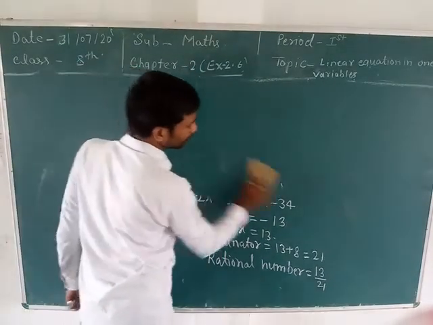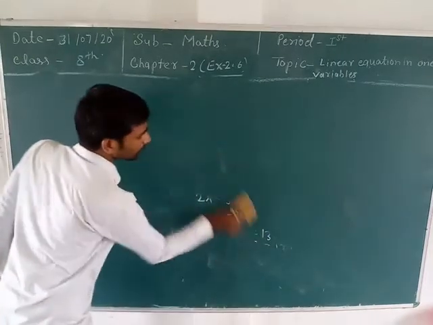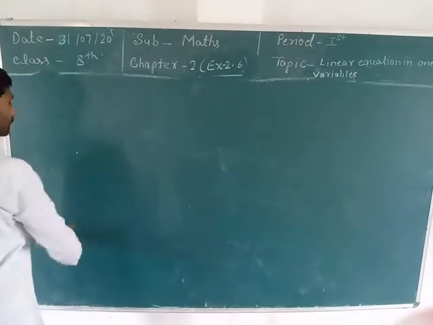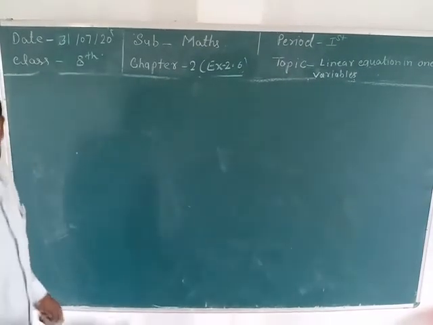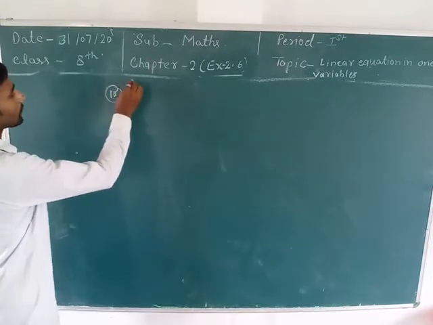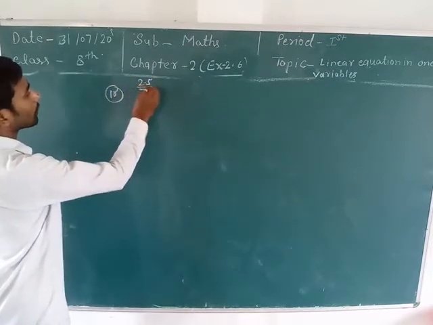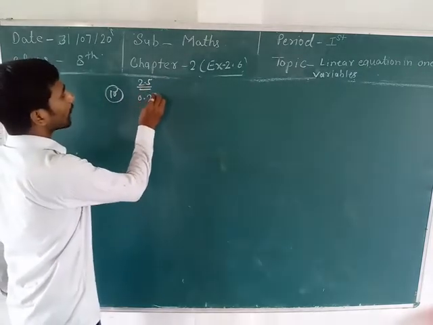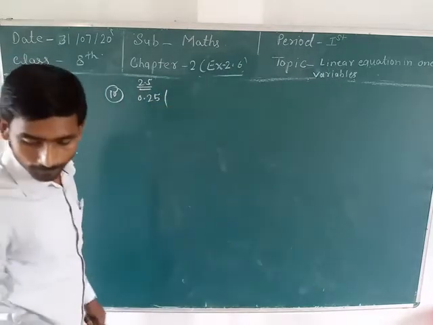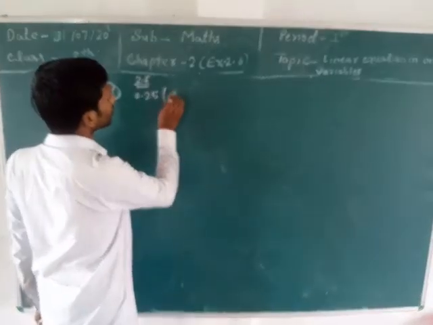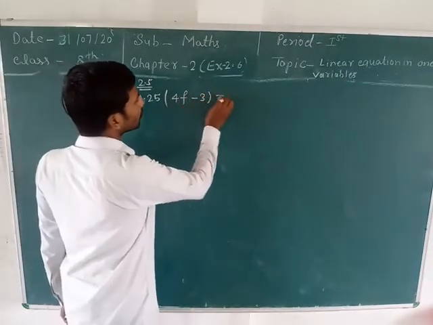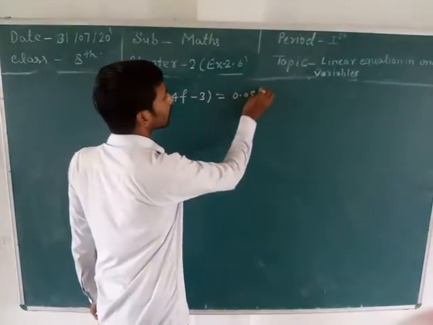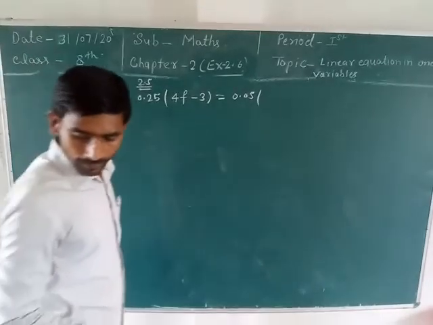In the previous video question number 10 was left, so we will do question number 10 in this video. Question number 10 of exercise 2.5 is given as 0.25 into (4f minus 3) equal to 0.05 into (10f minus 9).